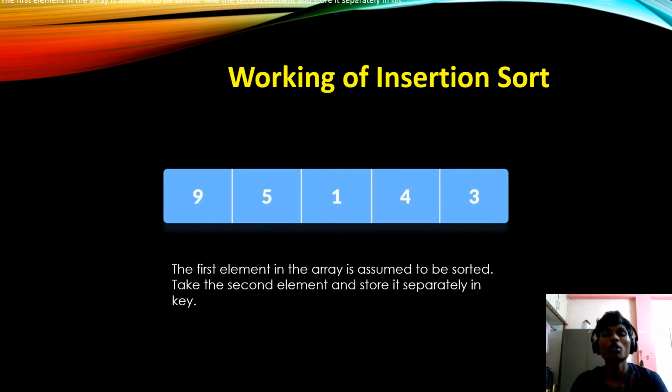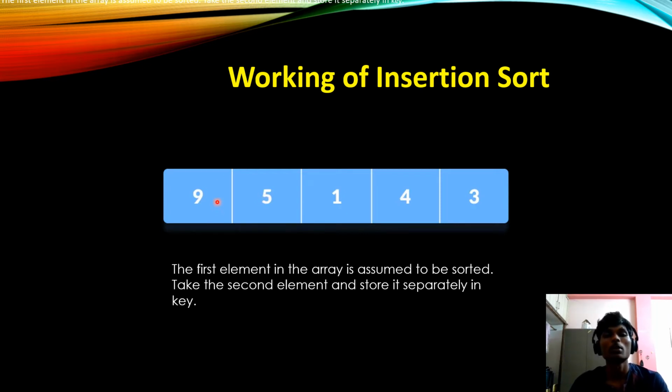Now I am going to explain the working of insertion sort. I am taking the following array: 9, 5, 1, 4, 3. The first element in the array is considered sorted. Take the second element and store it separately in the key. The second element is 5 and the first element is 9. Now the key is compared with the first element.